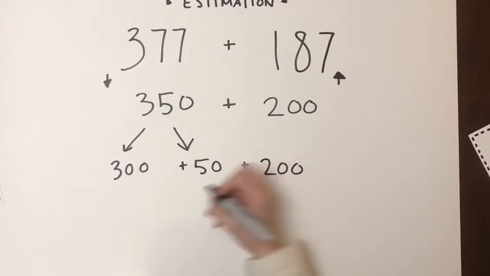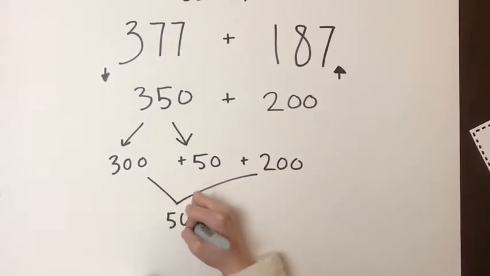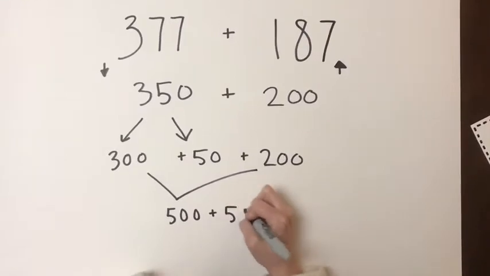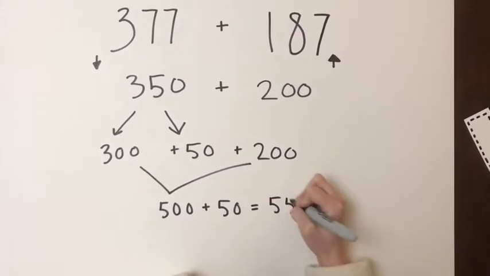And then we will add up the rest. So we're going to add up the easier ones together to make 300 plus 200, 500, plus 50, which is left over, giving our estimated sum 550.